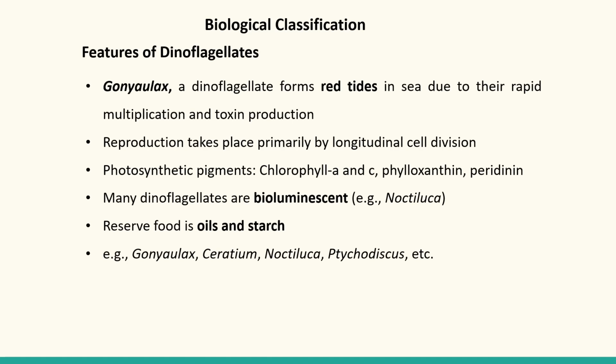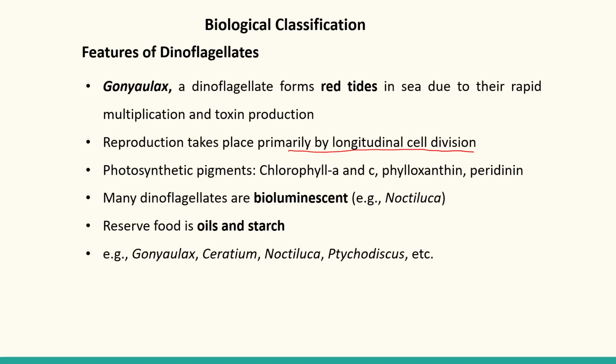They multiply vigorously, very fast, and they give out a certain toxin which is red in color, and that forms red tides in the sea due to the rapid multiplication and toxin production. Reproduction takes place primarily by longitudinal cell division. Now, this is very important. In dinoflagellates, the reproduction is by longitudinal cell division.